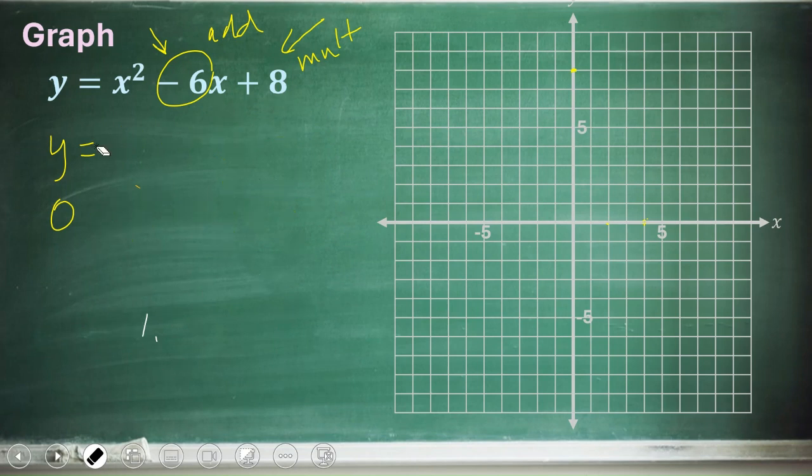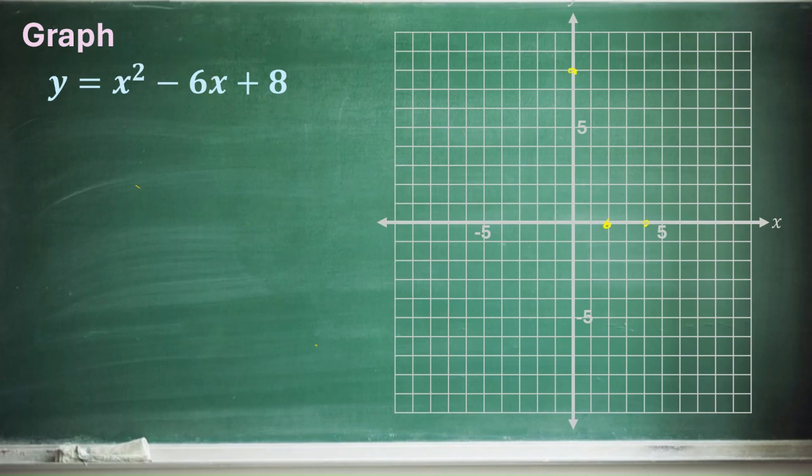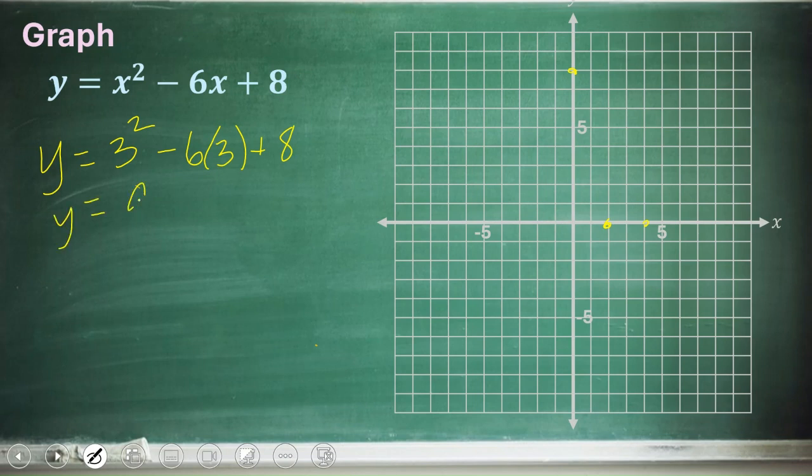Okay, so everywhere I see x, I'm going to substitute in positive 3. So I'm going to go ahead and write 3 squared minus 6 times 3 plus 8. All right, so that would be 9 minus 18 plus 8. If I add these all together, I end up with y equals negative 1. So what that means is my vertex is at (3, negative 1). I'm going to go ahead and put a point here that shows that.